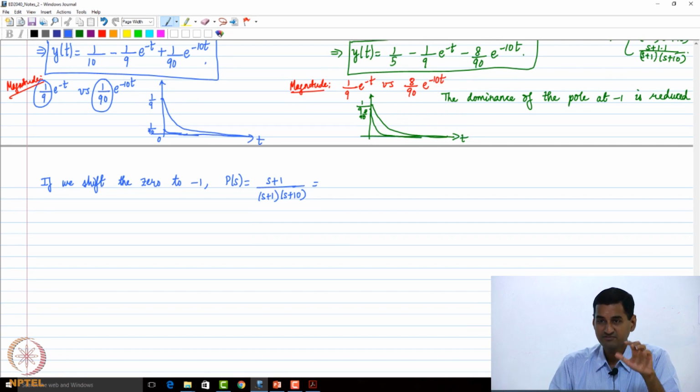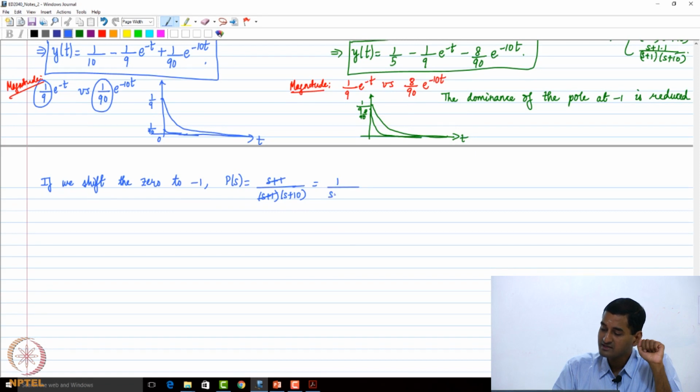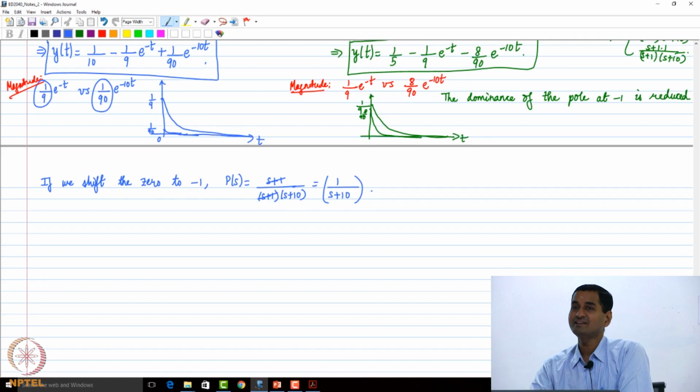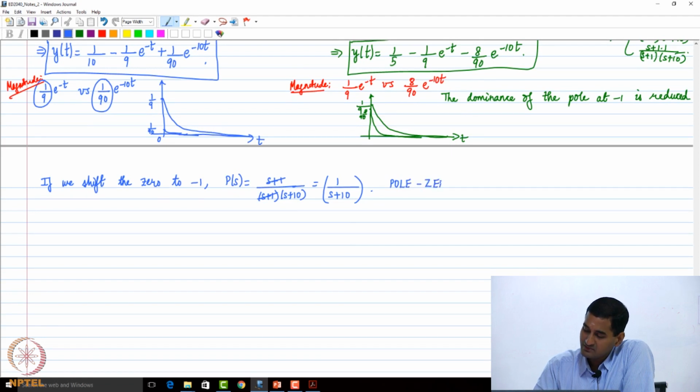Suppose I shift the zero to -1. What's going to happen? The 0 is going to cancel the effect of the pole completely. So what was a second order system to begin with would start acting like a first order system. This effect is what is called pole zero cancellation.